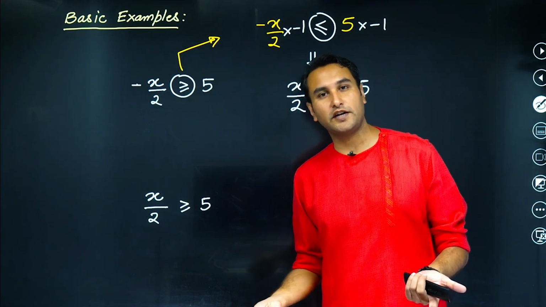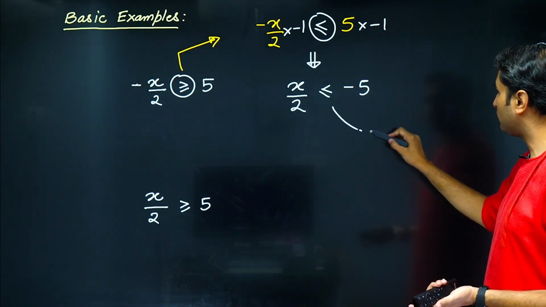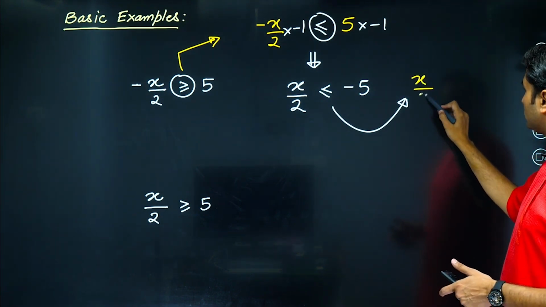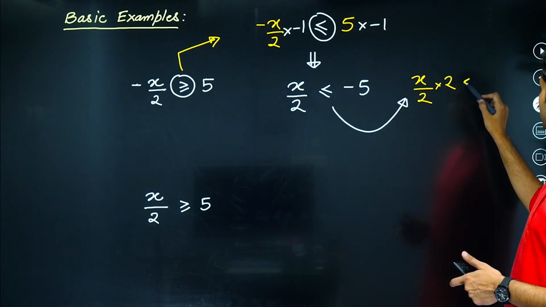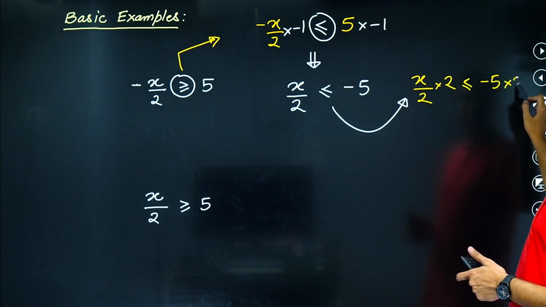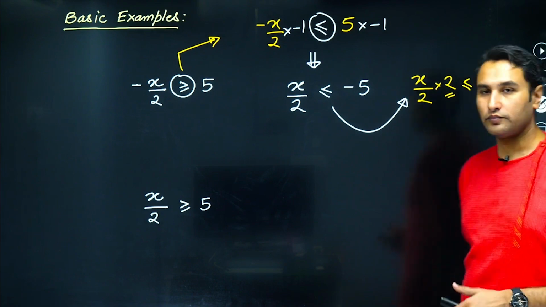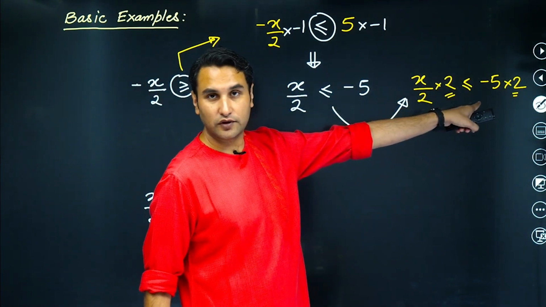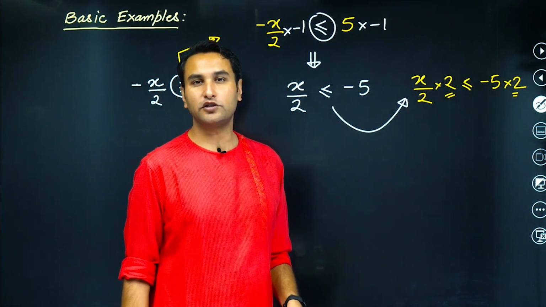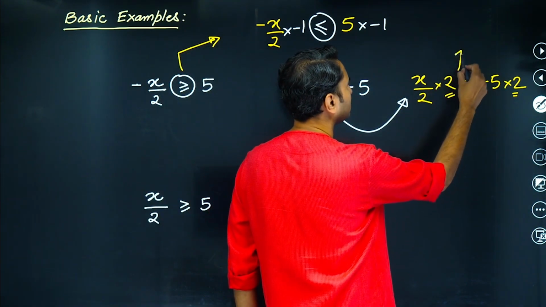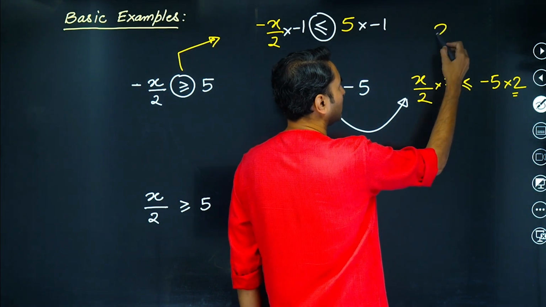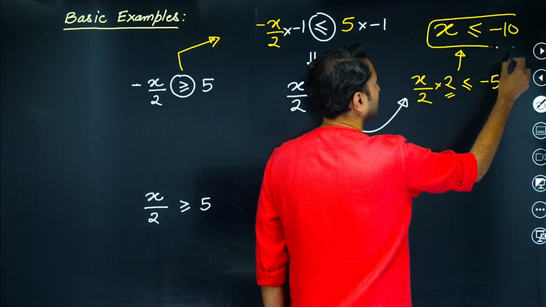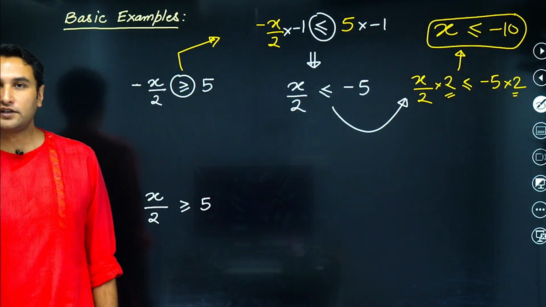Now you multiply both sides by 2. So next step, you multiply both sides by 2. So what will happen? x by 2 multiplied by 2 less than equal to minus 5 multiplied by 2. I am multiplying both sides by 2. Inequality should not change. Less than equal to will remain less than equal to. Yes, inequality should not change. So what you get? 2 cancel. x less than equal to minus 10. That's your solution in this case.